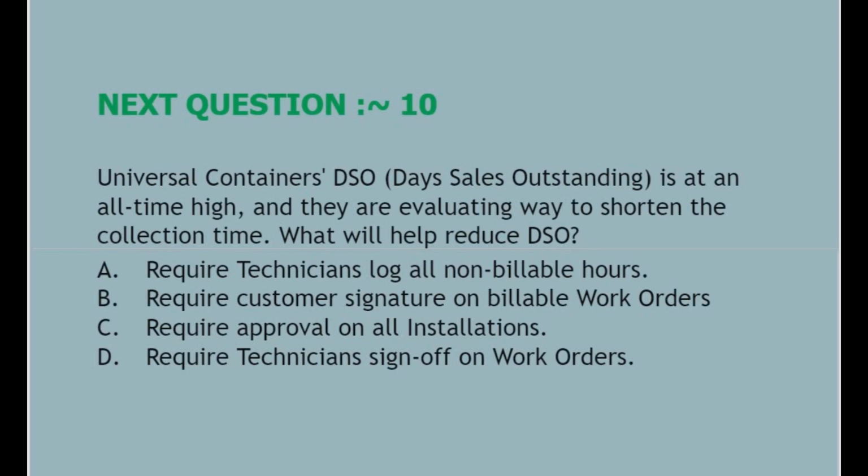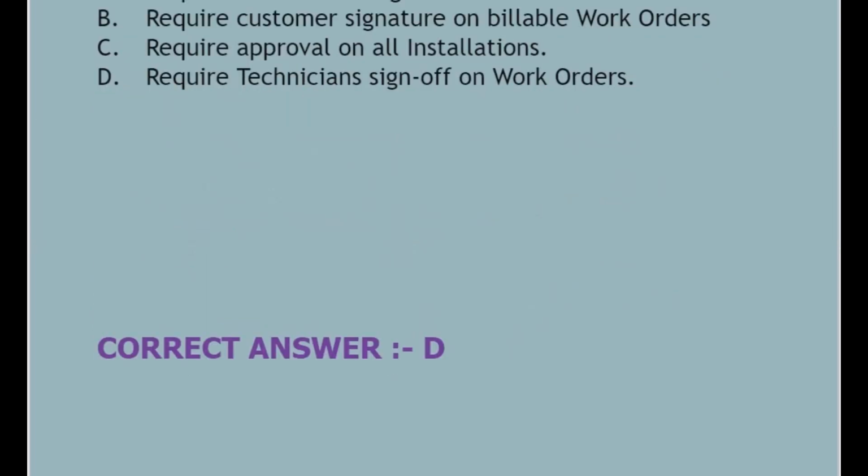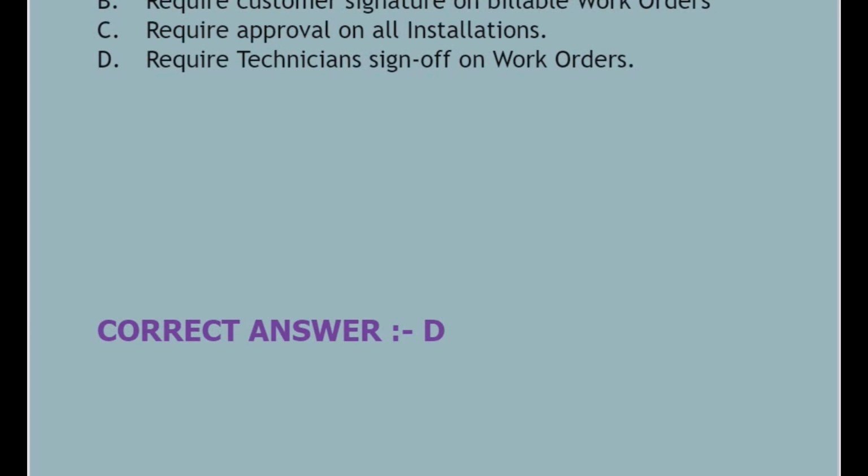Option A, require technicians log all non-billable hours. Option B, require customer signature on billable work orders. Option C, require approval on all installations. Option D, require technicians sign off on work orders. Correct answer is option D.